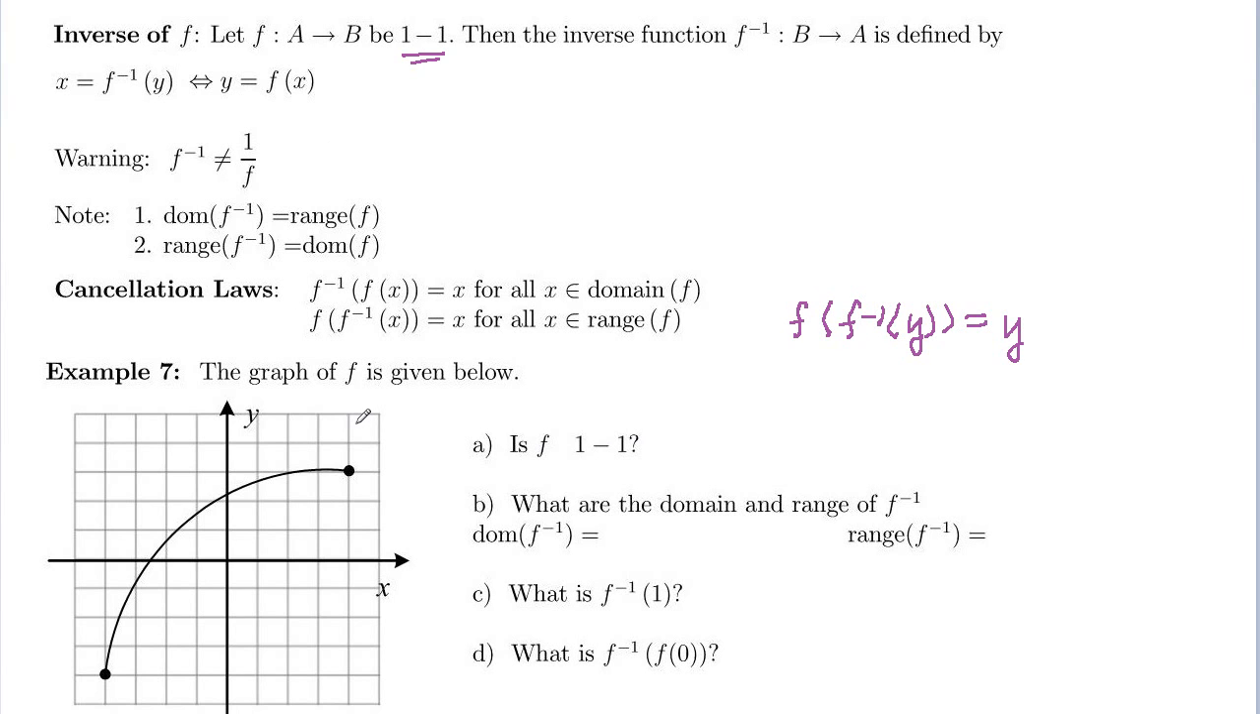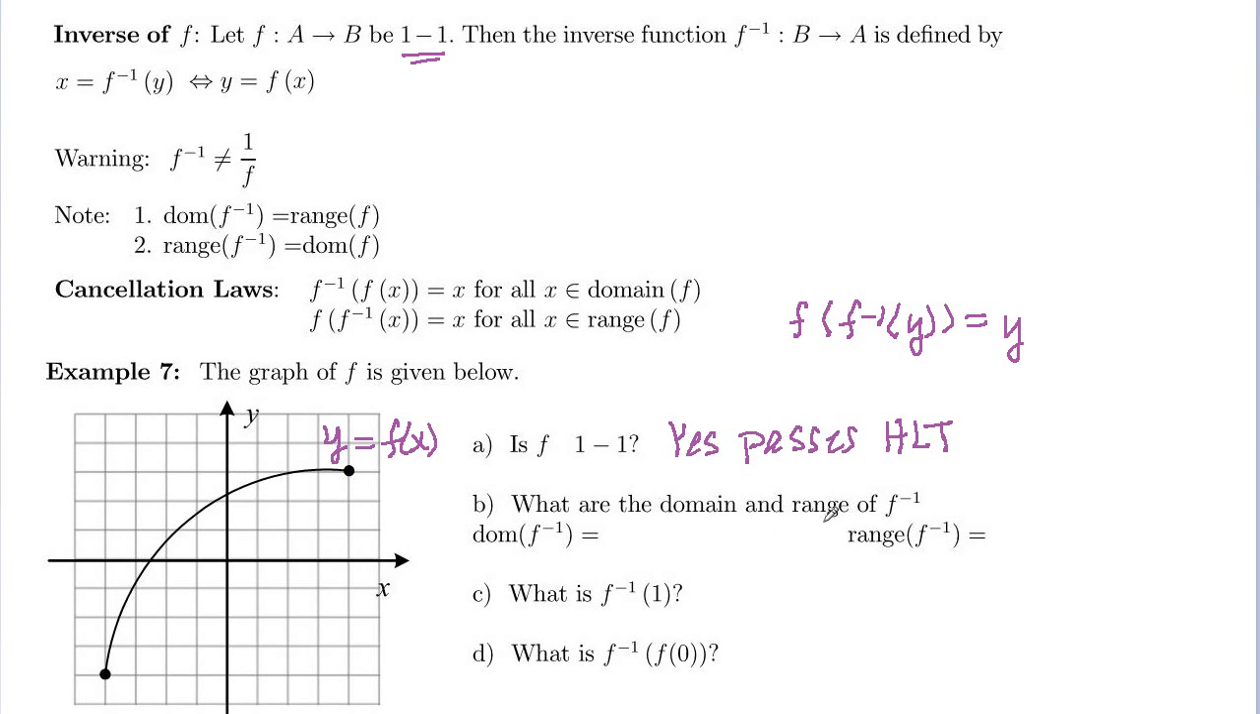So let's apply these things to an example here. We've got a graph of the function f given below. So this is your y equals f of x. And we want to know, is that function one-to-one? Is f one-to-one? Well, you can do the horizontal line test here. If you take a horizontal line and you pass it up and down the graph, it only hits once. It never hits more than one time. So yes, it is one-to-one. So yes, that passes the horizontal line test. HLT is how we'll abbreviate that.